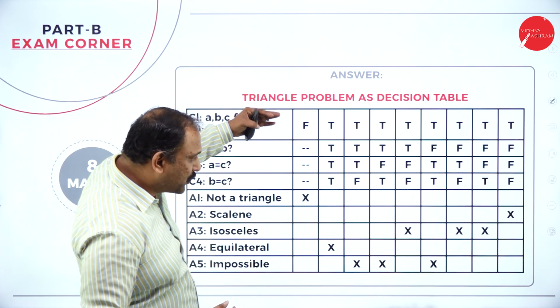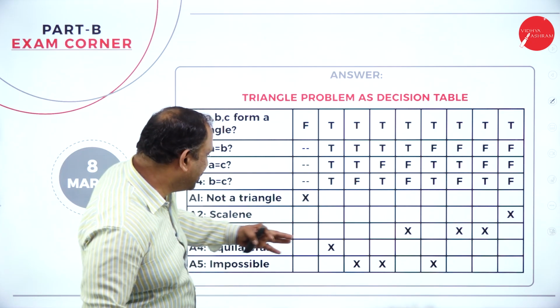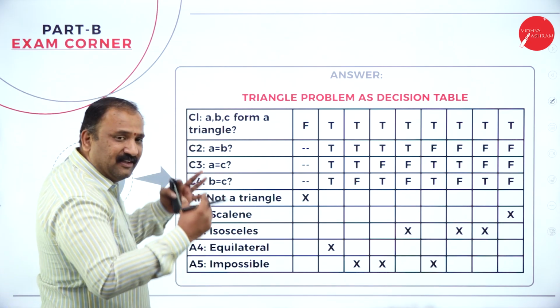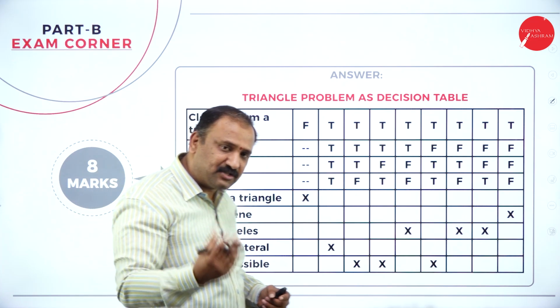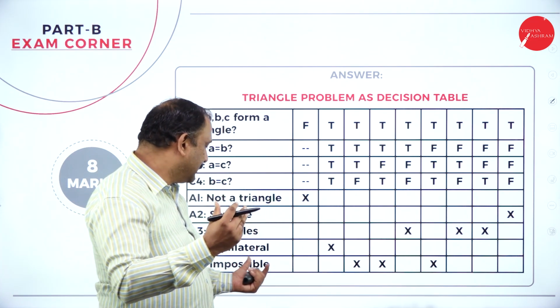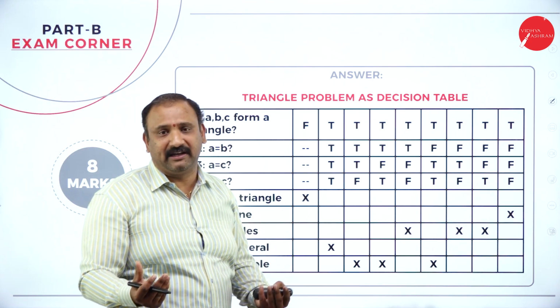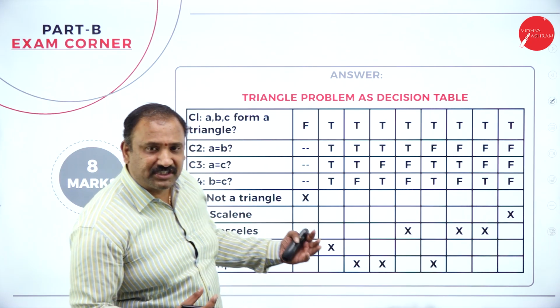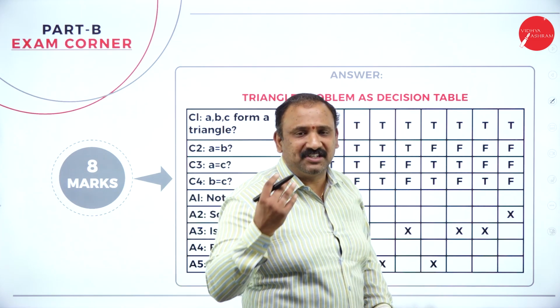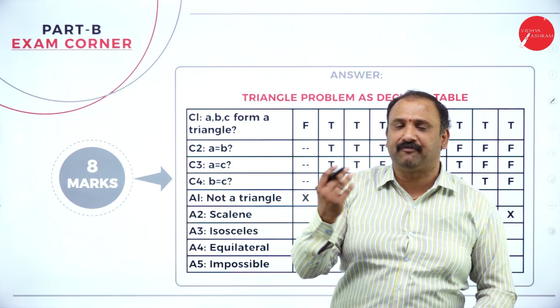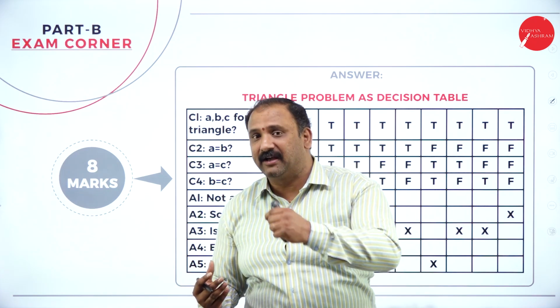So like this, you're going to draw the entire thing where you're going to find out whether it is a triangle, whether it's going to be a scalene triangle, is it an isosceles, or is it going to be an equilateral, or is it completely impossible for us to even make a triangle here. So what we are going to check here is whether the decision table is working in terms of finding out whether we can build the triangle or not.